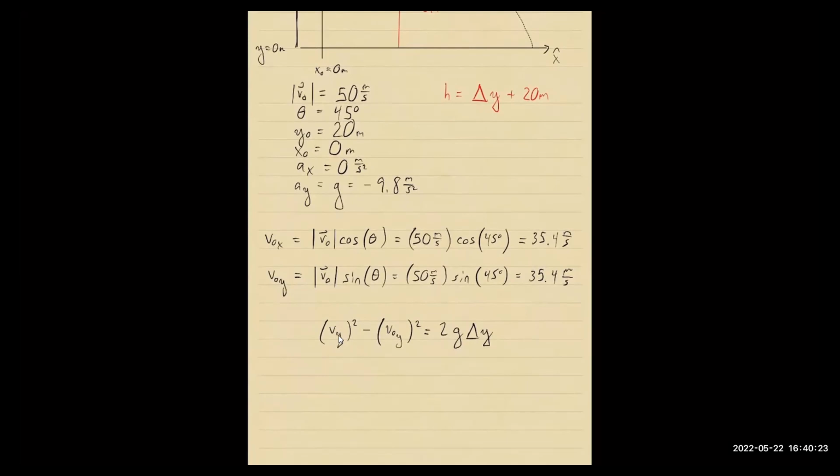So because of that, on the left-hand side, we have 0 meters per second, all squared, minus the y component for our initial velocity, which is 35.4 meters per second. We're going to square all that. And on the right-hand side, we have 2 times the acceleration in the y direction, which is minus 9.8 meters per second squared, times delta y. Very good.